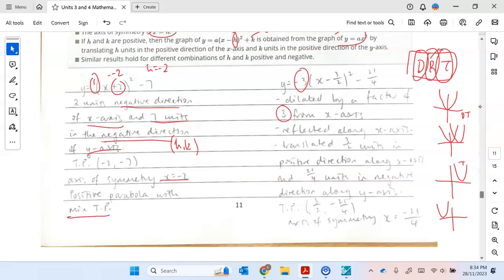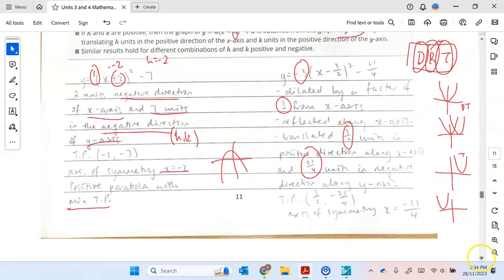All right, so we do our dilation first, a dilation of 3 from our x-axis. This should just be revision for you. If it's not already in your notes, make sure it goes in your notes. It's been reflected along the x-axis, so that means it's gone upside down. And then we've got our translation. h is 3/2 and k is 21/4. So there are our translations in the horizontal and the vertical. Hopefully you get the gist.